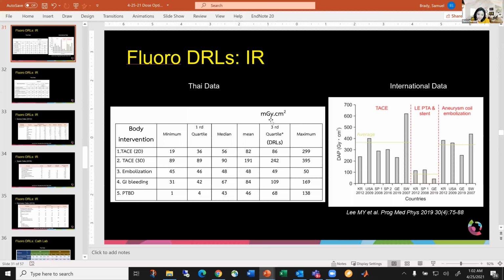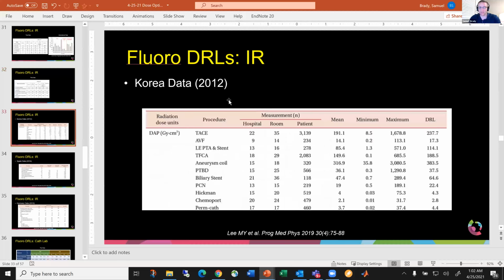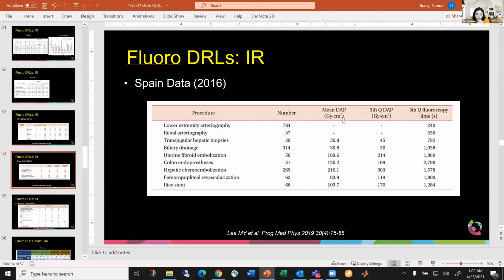I see what you were saying. Okay. And on the benchmark things, they use gray per centimeter squared. You could be right. I would just say go back and double check. You don't have to compare them if you don't want to.